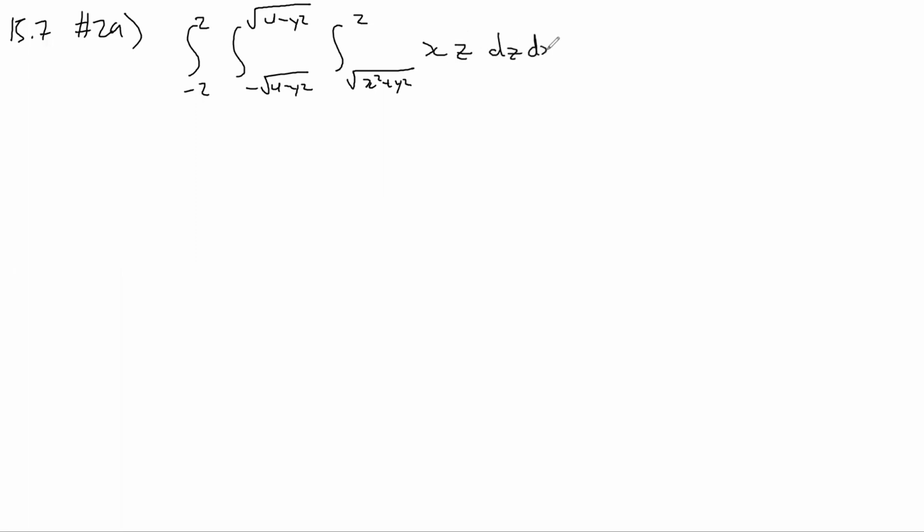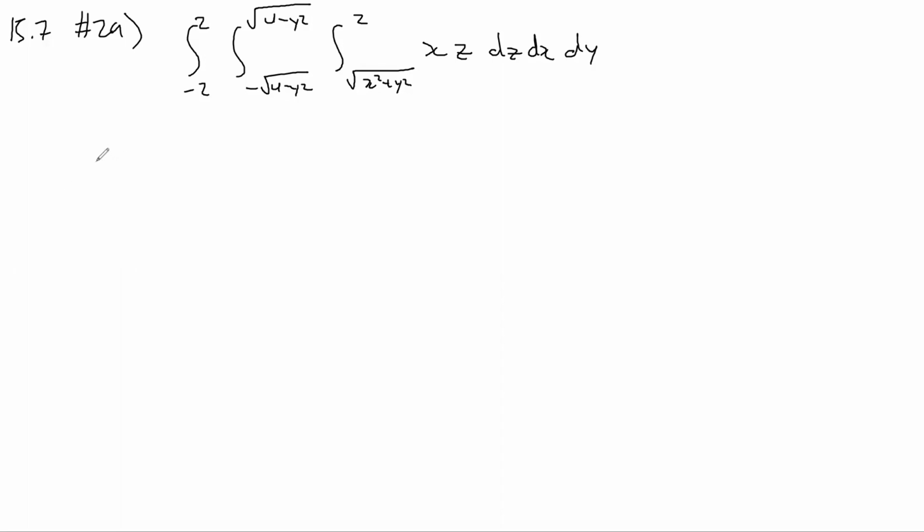Okay, so they actually give us from -2 to 2, negative square root of 4 minus y squared up until square root of 4 minus y squared, and finally from square root of x squared plus y squared up until 2, of x z, dz dx, and then dy. So trying to solve it using cylindrical coordinates, we want to convert this. I'm just actually going to write all the constraints down.